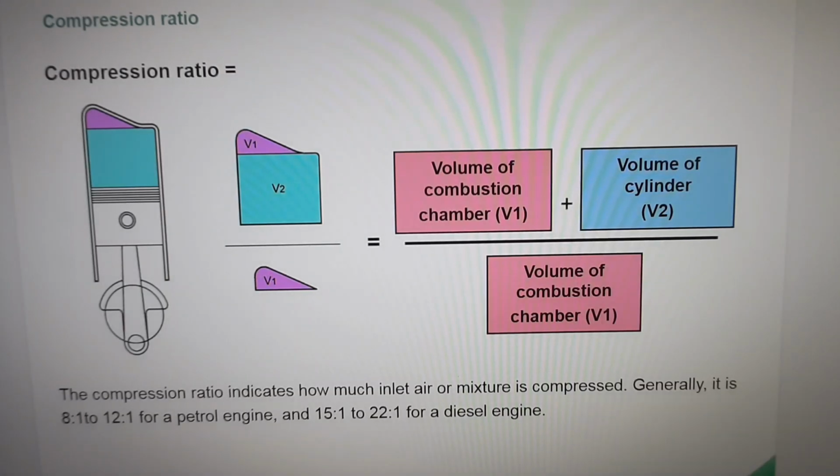Now, let's learn about the concepts and formulas of the compression ratio. The compression ratio indicates how much intake air or mixture air is compressed. Generally, it is 8:1 to 12:1 for a petrol engine, and 15:1 to 22:1 for a diesel engine. The calculation formula is volume of combustion chamber plus volume of cylinder divided by volume of combustion chamber.